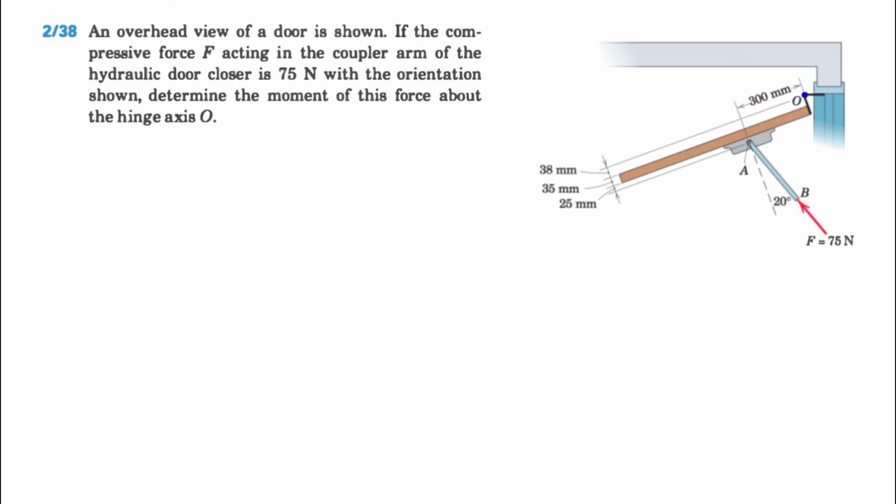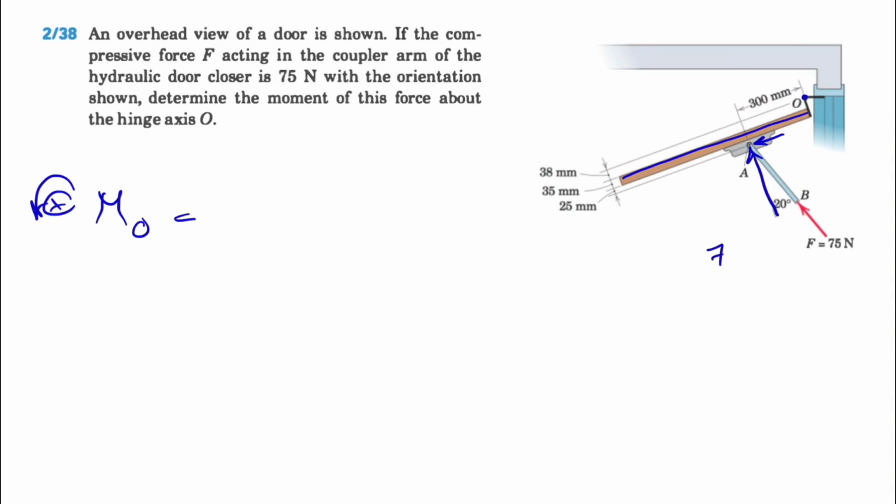So basically we have to figure out the moment about O, and we're going to use our 2D shortcut, counterclockwise positive. What we're going to do here is find the parallel and perpendicular components of this force to this surface. So this will be our perpendicular and this would be our parallel. The perpendicular is 75 times cosine of 20 degrees, and the other one is 75 times sine of 20 degrees. If you want to find the moment, both components are making moment about point O. Let's start with the perpendicular one.